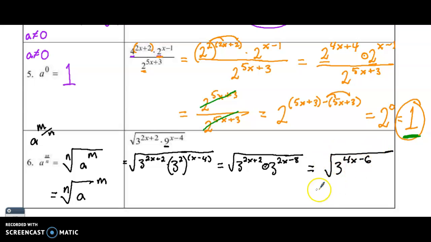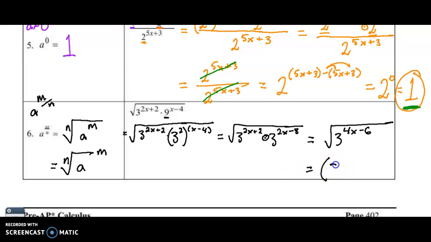And now let's mess with that square root. So the premise is, and I need you to really understand this, that this problem is now the same as everything to the 1/2 power. Why? The square root has an implied 2 as the index. And now we're back to a power rule, which means we need to multiply. And I hesitate to use the word distribute, but that's really what we have to do, distribute that 1/2 in there. So half of 4x is 2x, and half of negative 6 is negative 3. And that's the answer we're looking for on number 6 here.